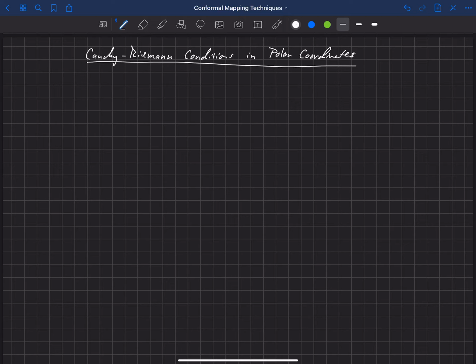So we've looked at the Cauchy-Riemann conditions in Cartesian coordinates, but sometimes it's helpful to look at these complex number problems in terms of polar coordinates. So let's look at what those same conditions are in polar coordinates. So really quick, let's just write down what they are in Cartesian coordinates so we can see how they compare.